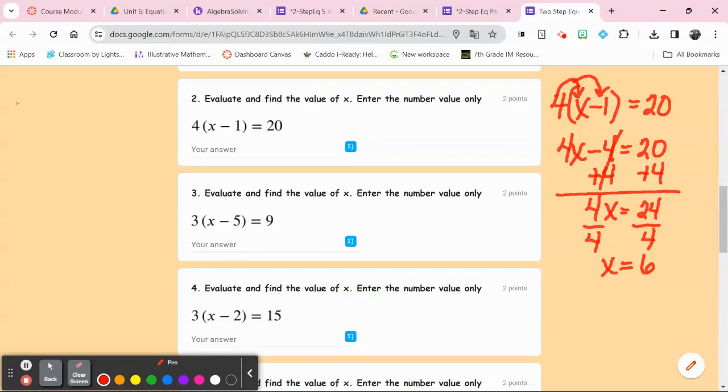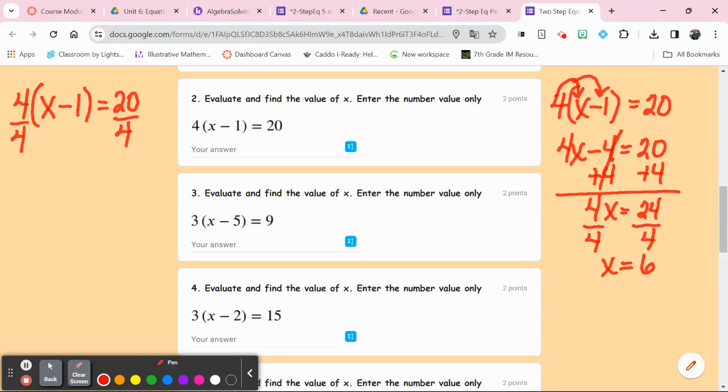Now if I worked it the other way, 4 times the group x minus 1 equals 20, then divide both sides by 4 first. Remember, the only time you can divide first is if you have parentheses. And I always check, does my number divide by that number in front? If it does, I'm going to go ahead and divide first.